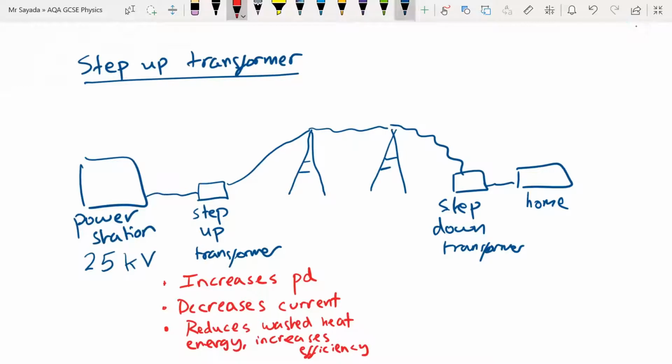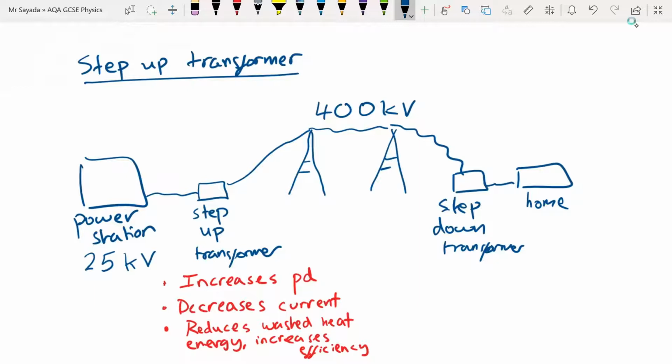How does that work? So what the step-up transformer does, through a mechanism that we'll learn about another time, is increase the potential difference from the power station from whatever it was to a much, much higher value. So a standard value might be 400 kilovolts. So at the power station, the potential difference is 25 kilovolts. In the power cables, the potential difference is 400 kilovolts. So the step-up transformer has increased the potential difference from 25 to 400.